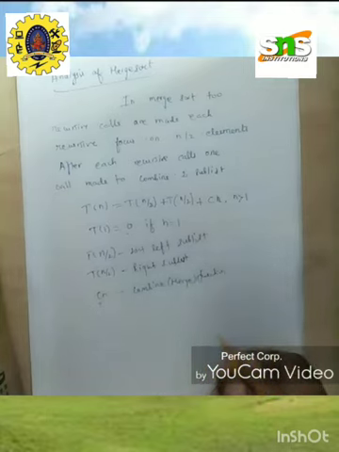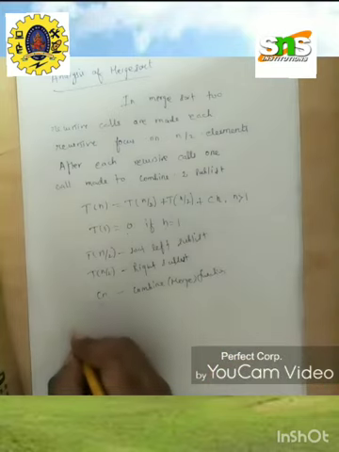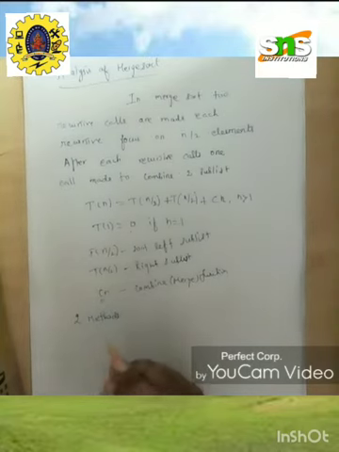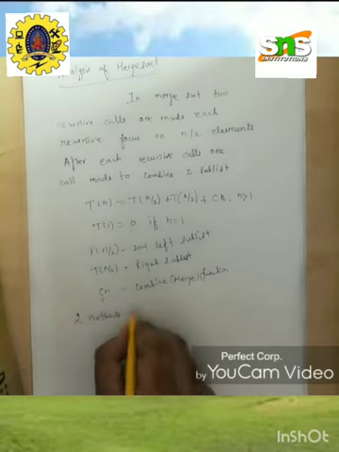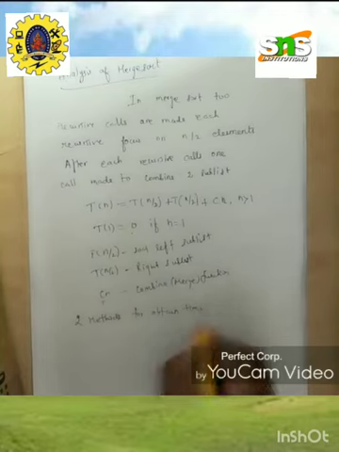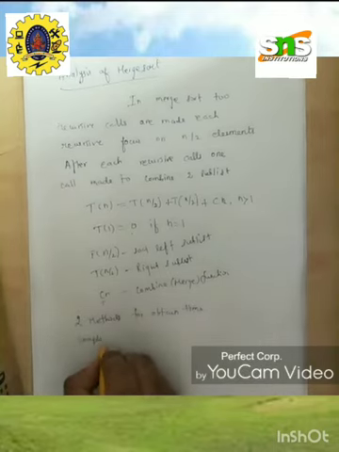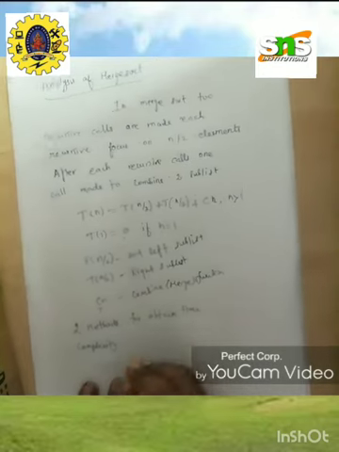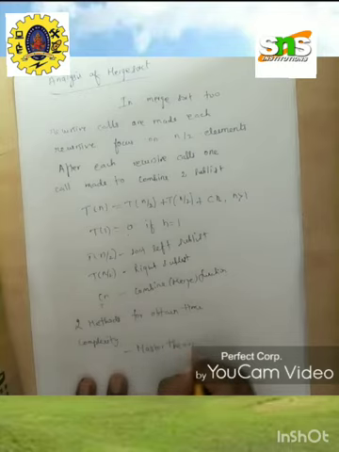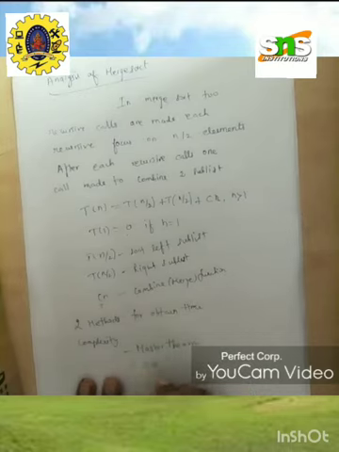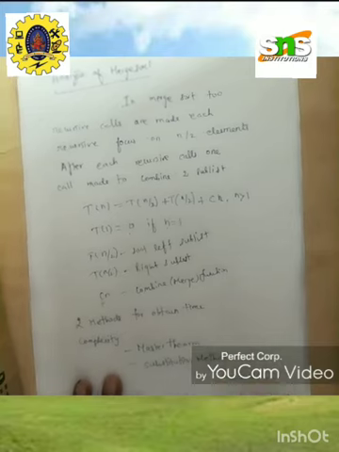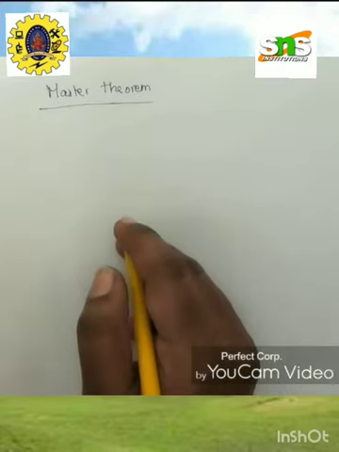So we can obtain the time complexity of merge sort by two methods. One is the master theorem, and the second one is the substitution method. The substitution method we already discussed. So we start with the master theorem.